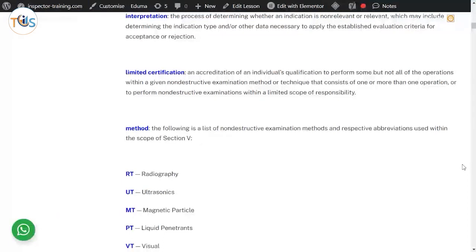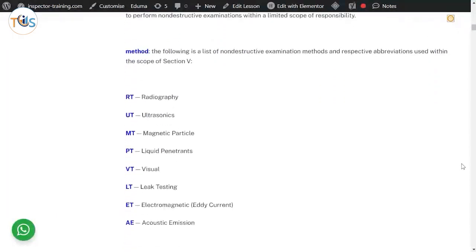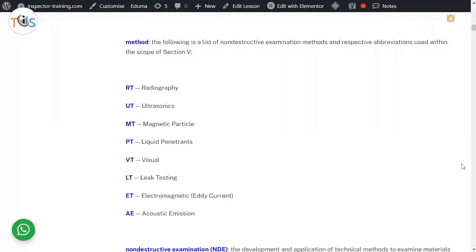Method: there are 16 methods in NDE, such as radiography, RT; ultrasonic, UT; magnetic particle, MT; liquid penetrant or penetrant test, PT; visual testing, VT; leak testing, LT; electromagnetic eddy current, ET; and acoustic emission, AE. We brought some of the popular ones here. So these are the methods. Now, within the UT, there are different techniques that you use to do the job.